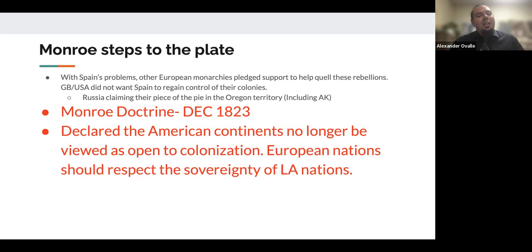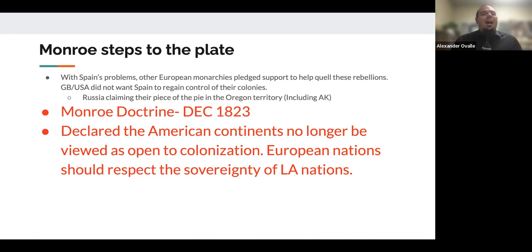And Russia was also claiming their own piece of the pie in the Oregon Territory and Alaska in America. So Monroe creates the Monroe Doctrine, December 1823. And he declared the American continents no longer be viewed as open for colonization, meaning European nations should respect the sovereignty of Latin American nations. More so for Latin America, but basically telling all European countries that no, you cannot come here to colonize.